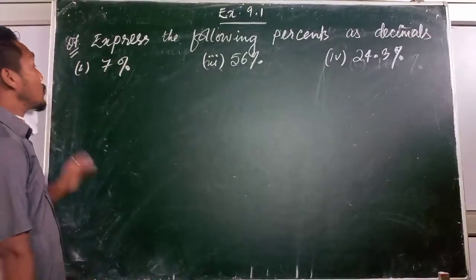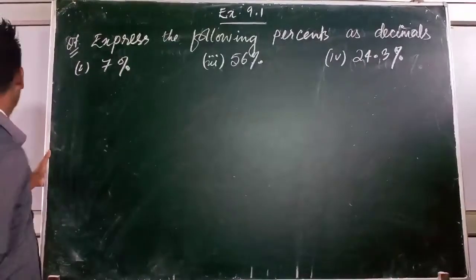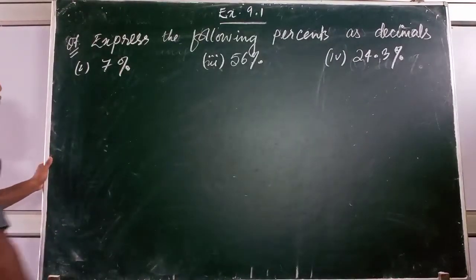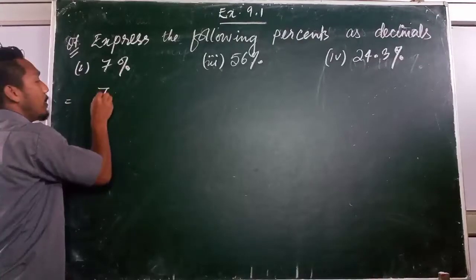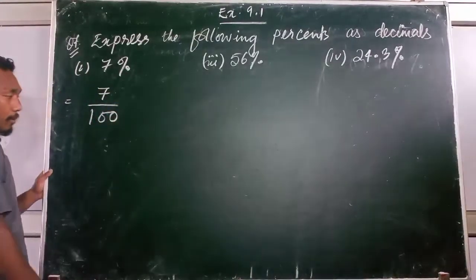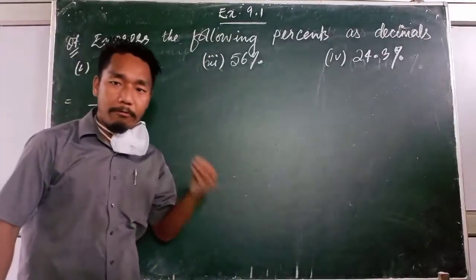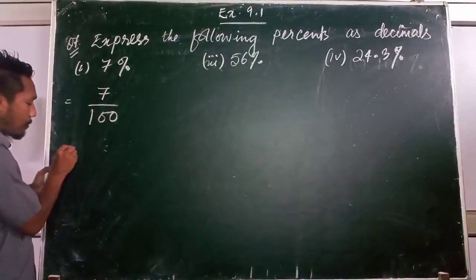Now our next question is question number 7. Express the following as decimals. You have to write this one in the form of decimal. So here you see 7 by 100 percent, I can write in the form of 0, hundreds. Decimal means we have to write in the form of point.